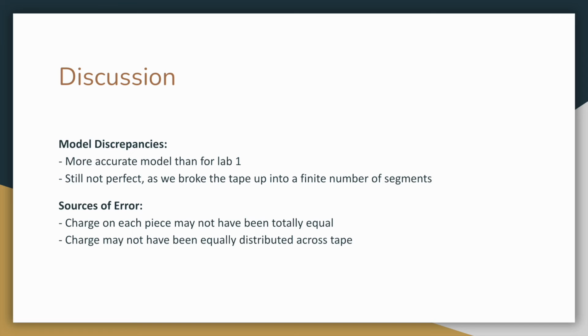Potential sources of error for this lab were that the charge on each tape may not have been totally equal, as we assumed it was in calculations, and the charge may not have been equally distributed across the tape, which may have meant each segment of the tape was not equally charged.